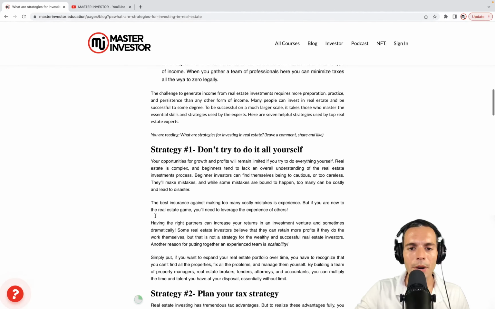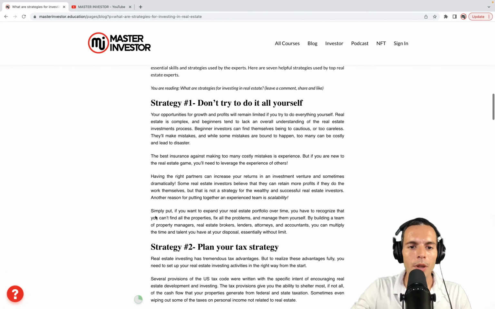The challenge to generate income from real estate investments requires more preparation, practice, and persistence than any other form of income. Many people can invest in real estate and be successful to some degree. To be successful on a much larger scale, it takes those who master the essential skills and strategies used by the experts. Here are 7 helpful strategies by top real estate experts.